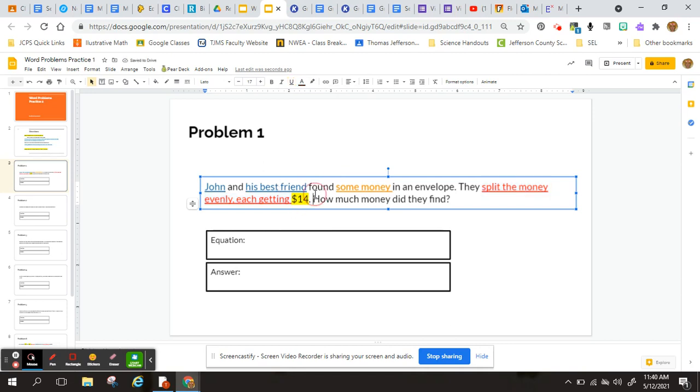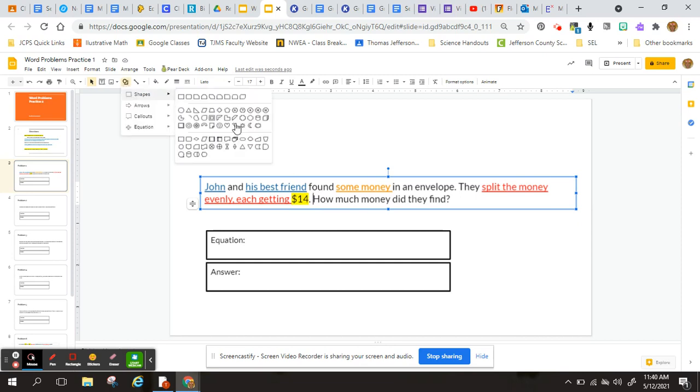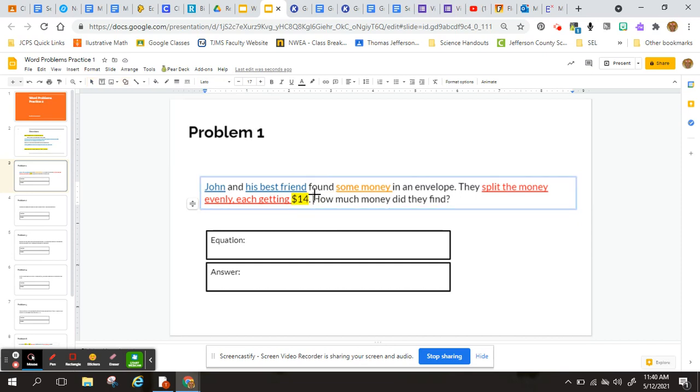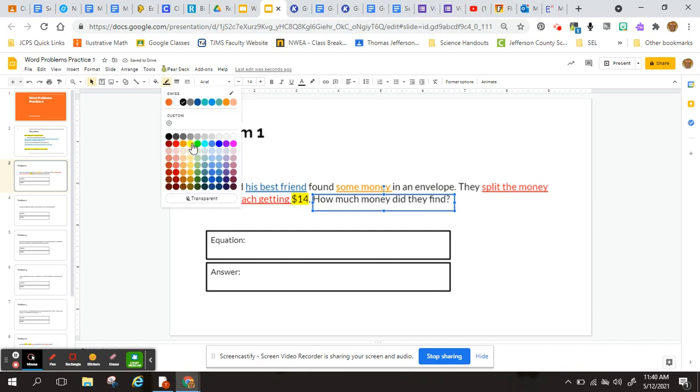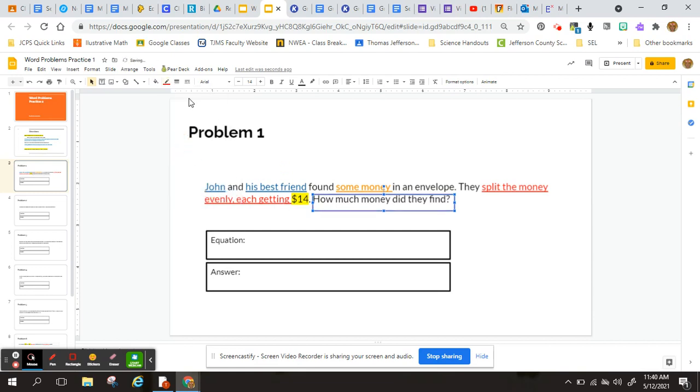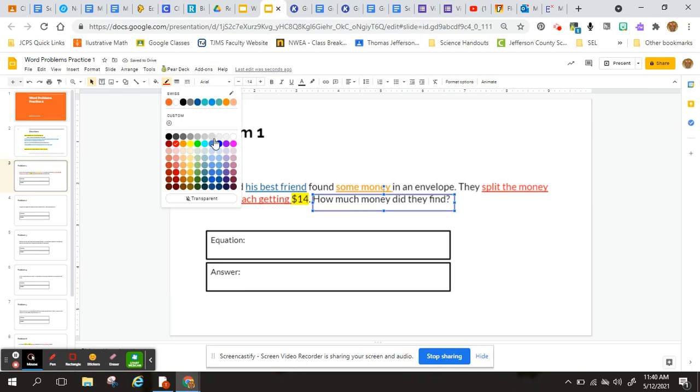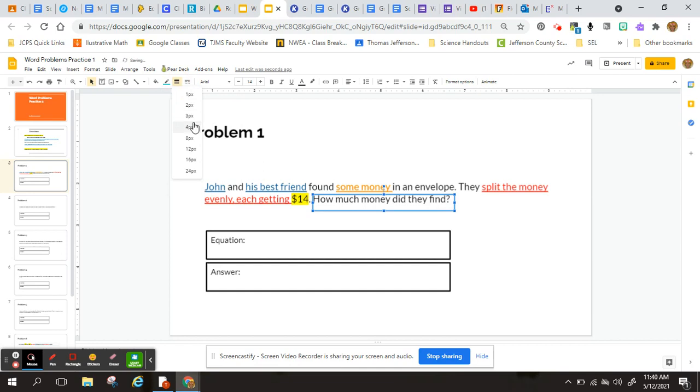All right, so now our question says, how much money did they find? So we always want to put a box around our question and kind of focus in on our question. This helps us understand what we are looking for. So there's our question. All right. So how much money did they find? Like in all is what we want to know.